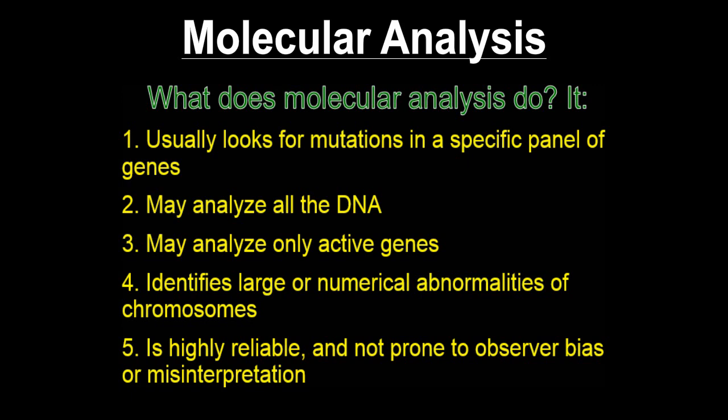It can identify genetic abnormalities in terms of the numbers of chromosomes, and is extraordinarily reliable because it's almost entirely automated. So interpretation is really much less of an issue compared to immunostaining.